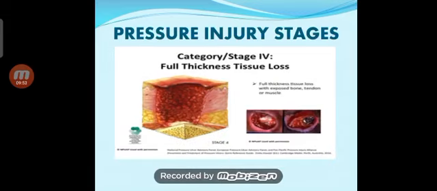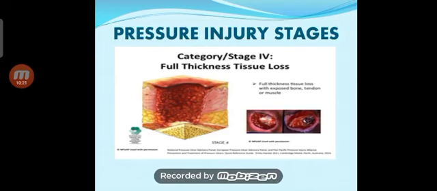Stage 4. Full thickness skin and tissue loss with exposed or directly palpable fascia, muscle, tendon, ligament, cartilage, or bone in the ulcer. Slough and/or eschar may be visible. Epibole or rolled edges, undermining, and/or tunneling often occur. Depth varies by anatomical location. If slough or eschar obscures the extent of tissue loss, this is an unstageable pressure injury.